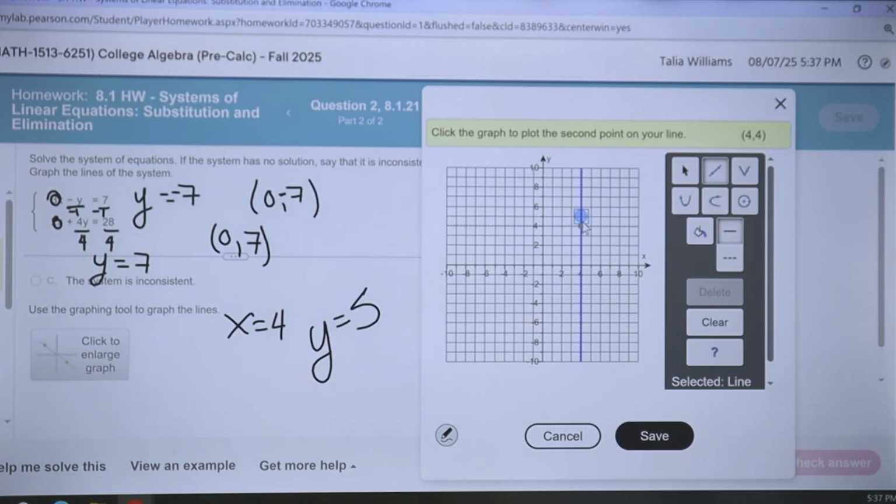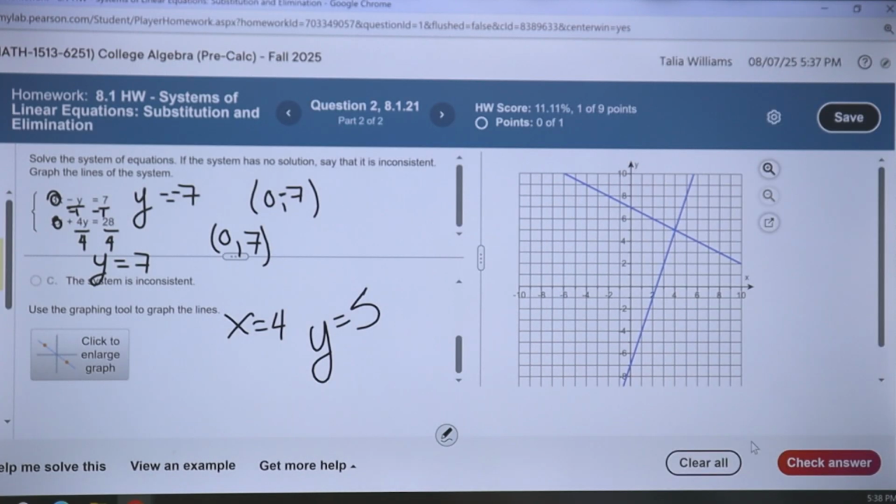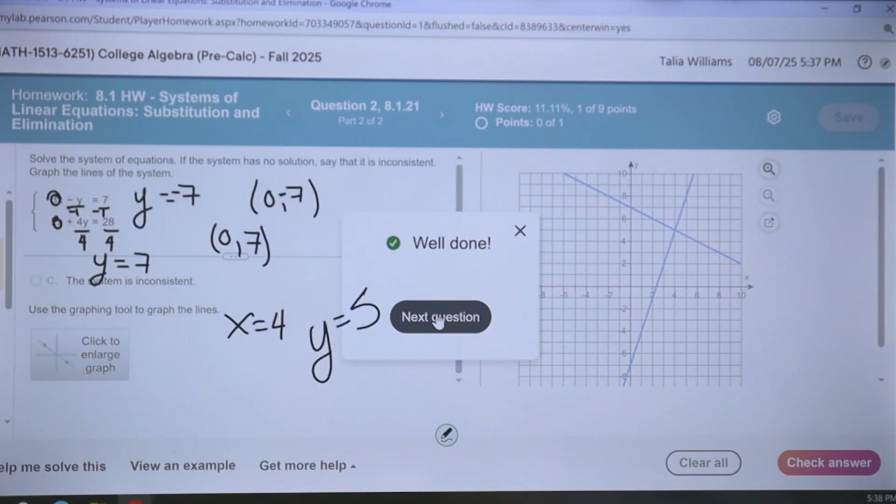Okay, I'm going to do the top one first, so it's 0, -7. Okay, then we're going to do 4, 5 again. Woohoo, 4, 5, and then my other one was 0, +7. Save, check. Okay.